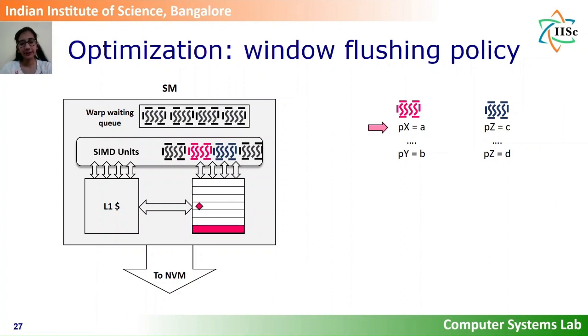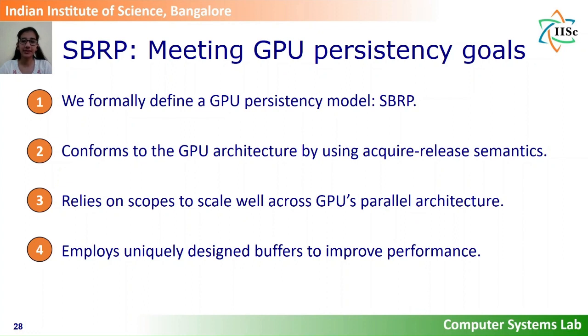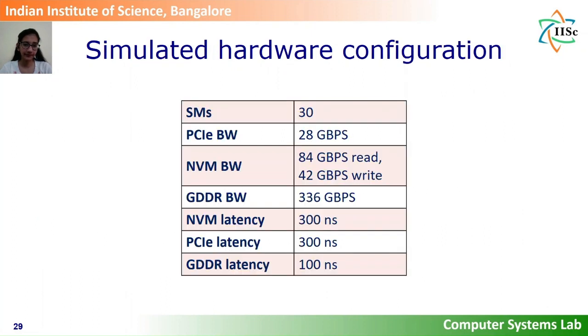We rather propose a window-based policy to get the best of both worlds. Each SM tries to maintain a fixed number of outstanding persists, creating a stream of persists, while allowing coalescing opportunities. To summarize, we propose SBRP, which utilizes scoped acquire-release operations to dictate PMO across threads, allowing it to scale effectively across hundreds and thousands of concurrent GPU threads, while adhering to the GPU's existing memory architecture. Finally, we propose a novel persist buffer design for GPUs that efficiently implements all types of PMO. Let's now look at the simulated platform and the results we obtained.